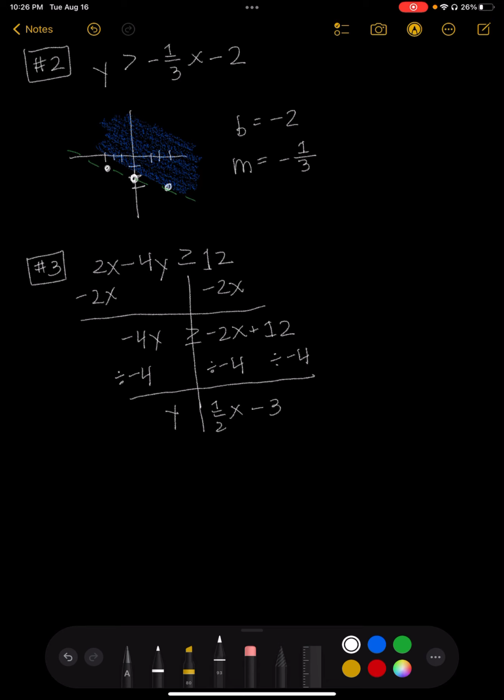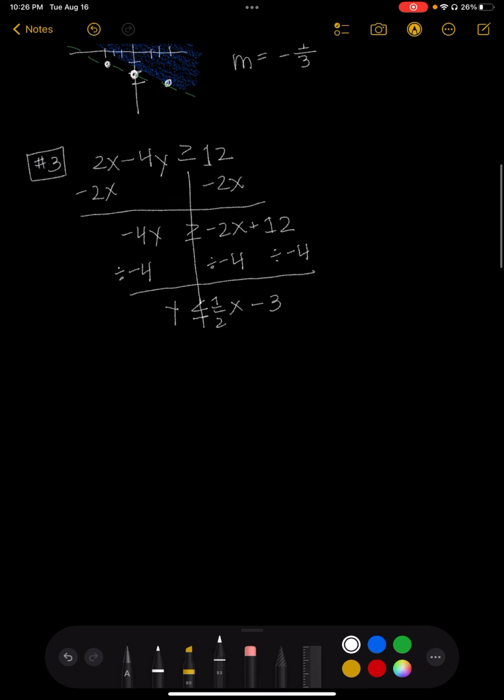Everything stays the same right there. Instead of the greater than or equal to sign in between, now it's going to be less than or equal to because I had to divide by a negative. And so this is my slope-intercept form, which now from here I can say, well, my b is negative 3, my m is 1/2, and now I can graph this sucker.